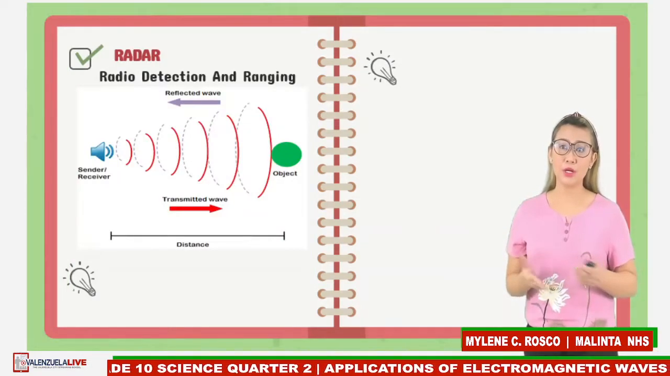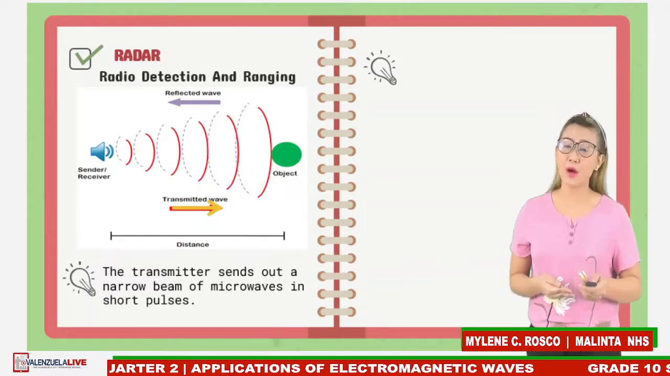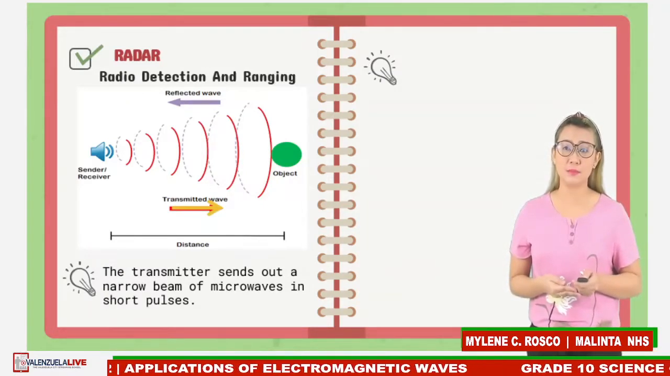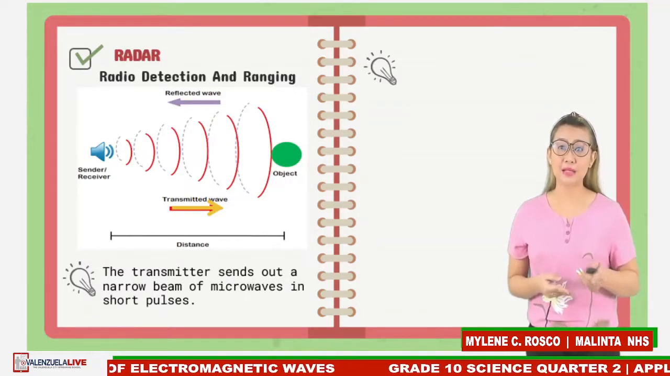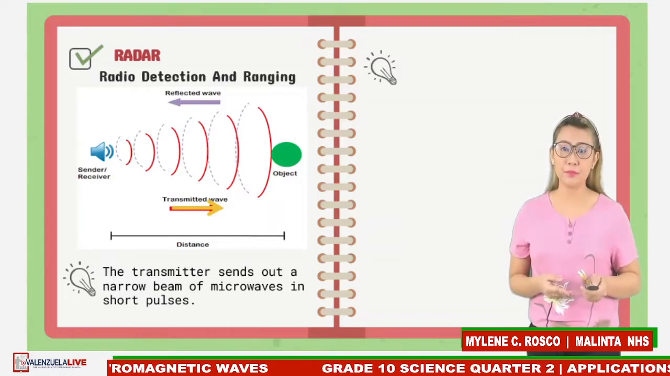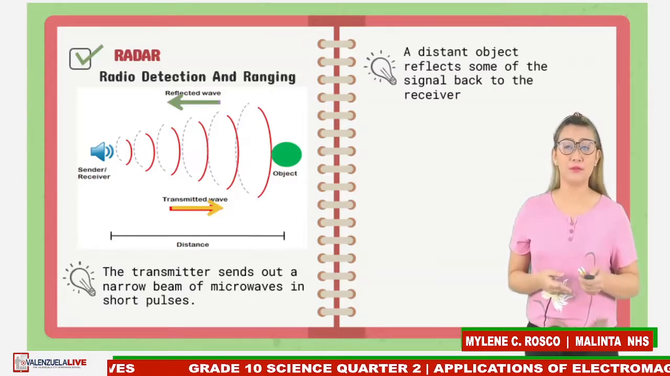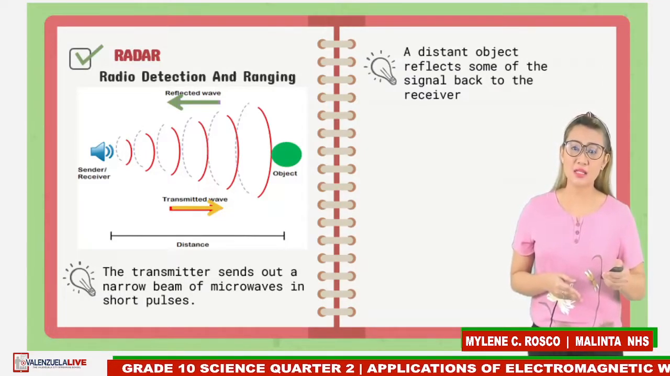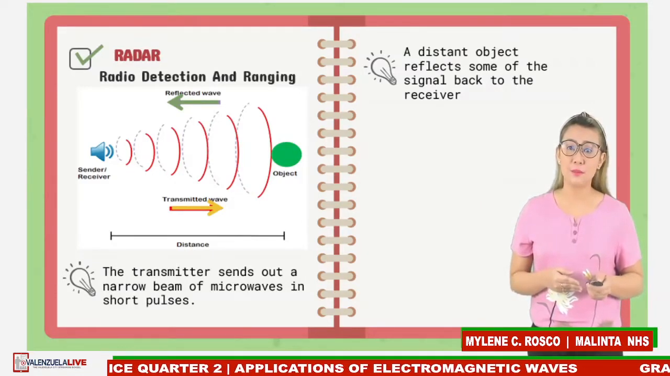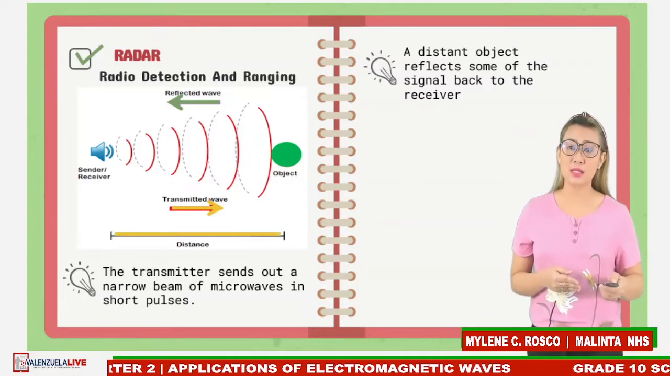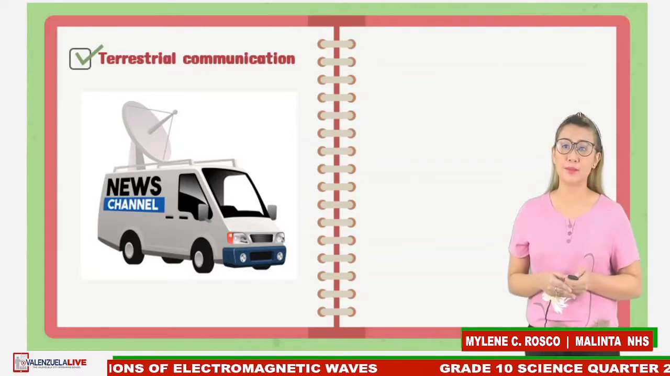So how does it work? The transmitter sends out a narrow beam of microwaves in short pulses. A distant object reflects some of the signal back to the receiver, and the direction from which the signal is received gives the direction of the object. And the distance of the object is calculated based on the time difference between the transmitted pulse and the reflected pulse. And this is how a radar works.